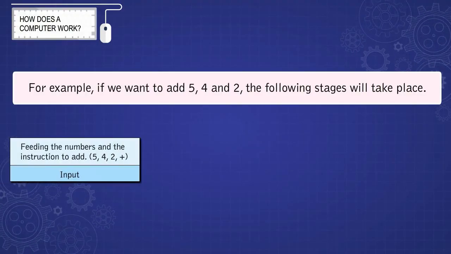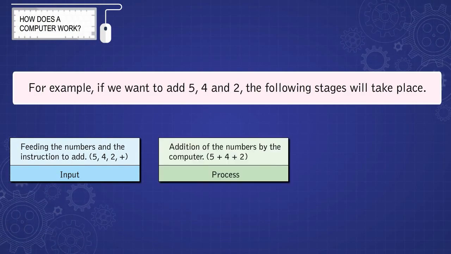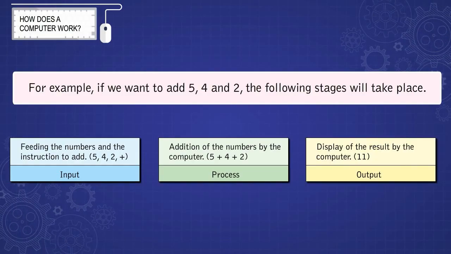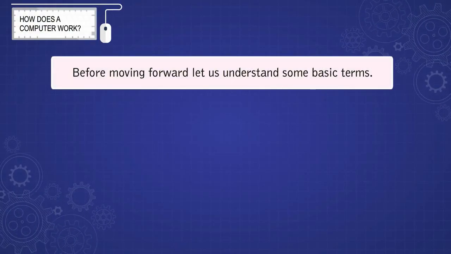For example, if we want to add 5, 4 and 2, the following stages will take place. Feeding the number and the instruction to add 5, 4, 2 plus: input. Addition of the numbers by the computer, 5 plus 4 plus 2: process. Display of the result by the computer, 11: output.